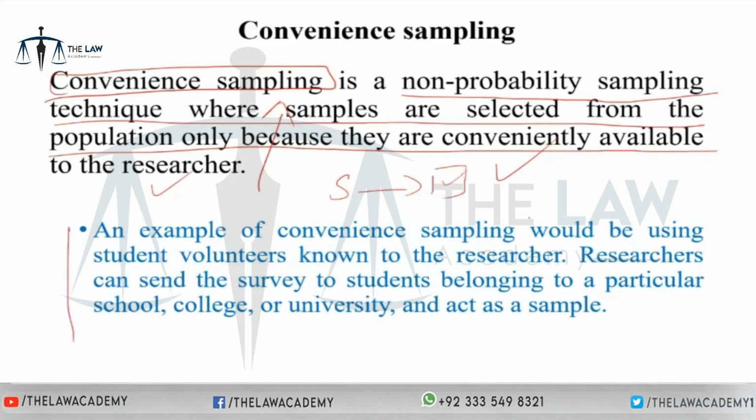So an example of convenience sampling would be using student volunteers known to the researcher. For example, if you're doing your thesis and your study involves some consumers, you're going to collect data from your class or maybe from the other section because it is convenient for you. Other than going to everybody from different classes, you will just go to your own class and maybe to the same section.